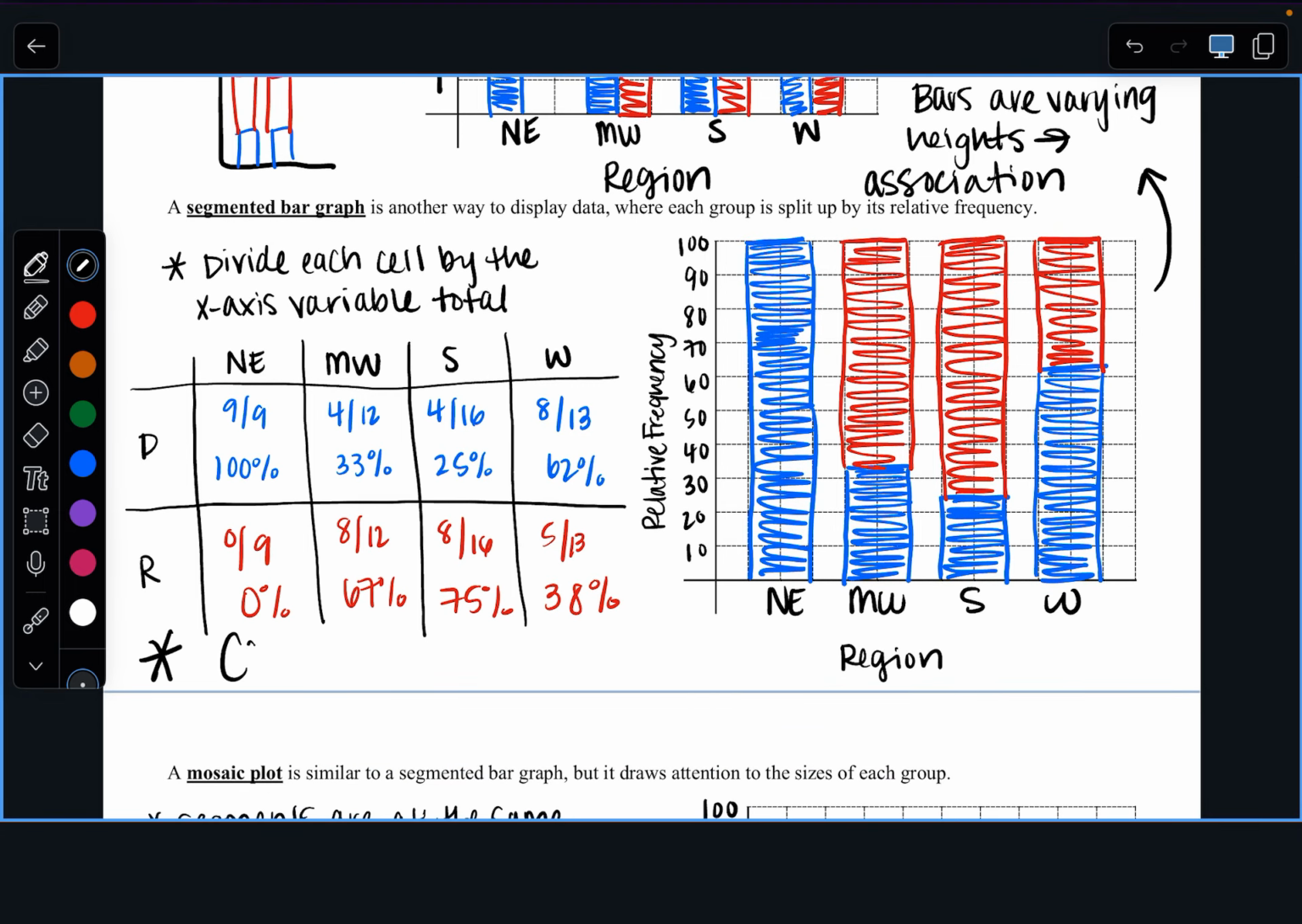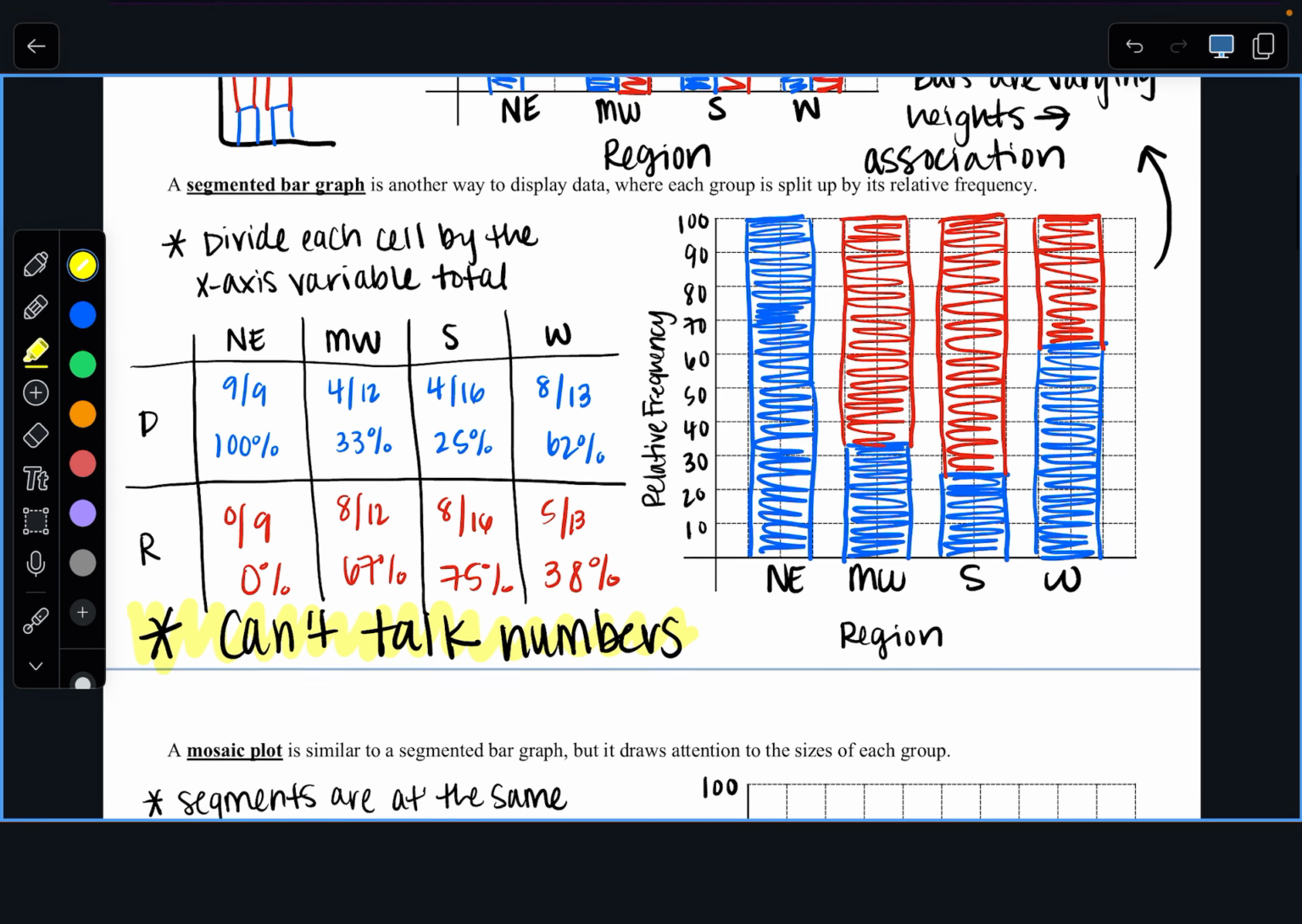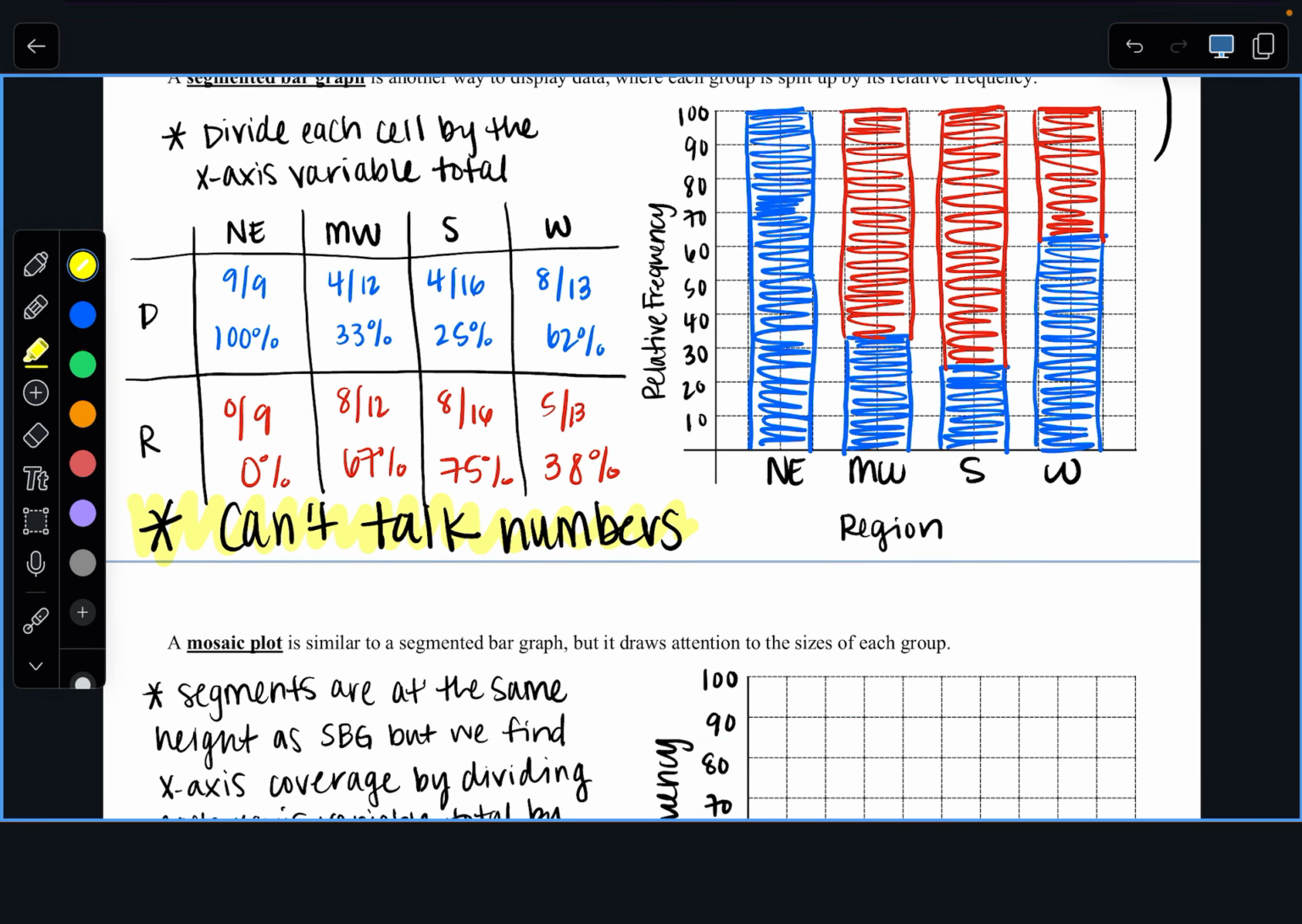The other note that I like to make is you can't talk numbers. All we can talk is percentages. From looking at this segmented bar graph alone, I could say, oh, there are more states in the South that voted Republican than there are in the Midwest, just because that bar looks to be bigger. However, if you look at the counts for the Republicans in the South and the Midwest, it's the same number. So that's what I mean by you can't talk numbers from a segmented bar graph. You can talk percentages, but you can't say exact counts are different from this.